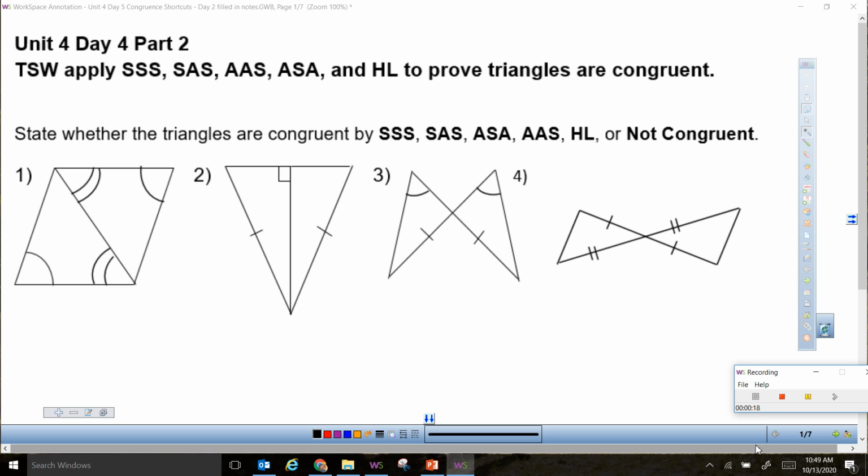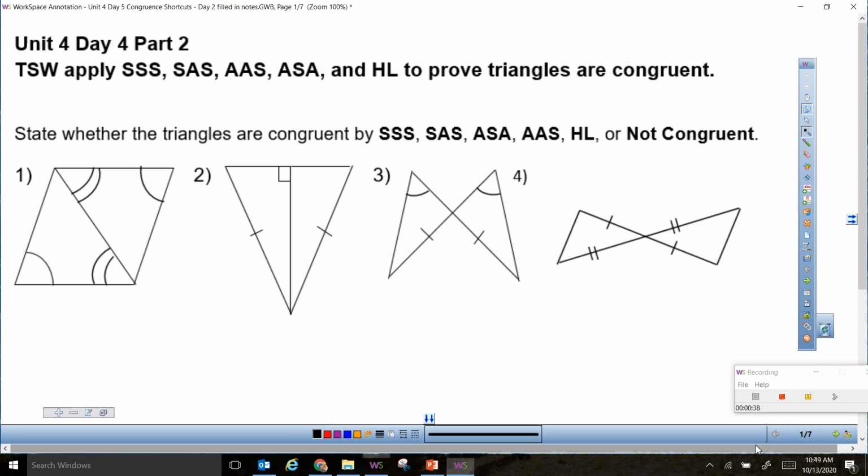So it says we need to state whether the triangles are congruent by side, side, side; side, angle, side; angle, side, angle; angle, angle, side; or hypotenuse, leg. If they're not congruent, then you need to just say not congruent. So looking at number one.